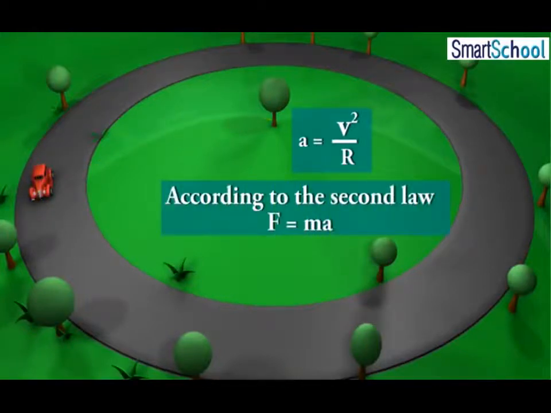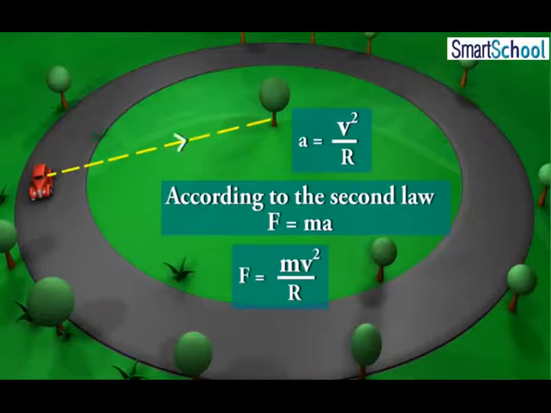According to the second law, the force F providing this acceleration is F is equal to mv square upon r, where m is the mass of the body. This force directed towards the center is called the centripetal force.